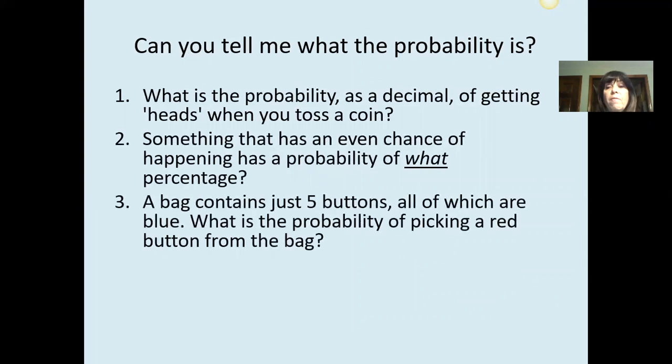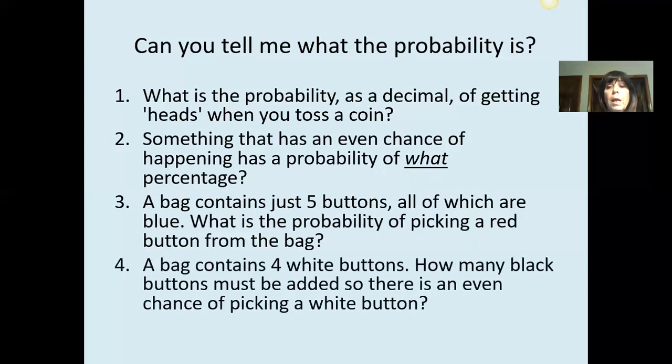Again, if you have 5 buttons that are all blue, the probability of getting a red is 0, because you cannot pick a red when there are all buttons that are blue. And the last one, a bag containing 4 white buttons, how many black buttons must be added so that there is an even chance of picking a white button? If they want it to be an even chance, you have to have the exact same number of white and black. So you must have to add 4 black.